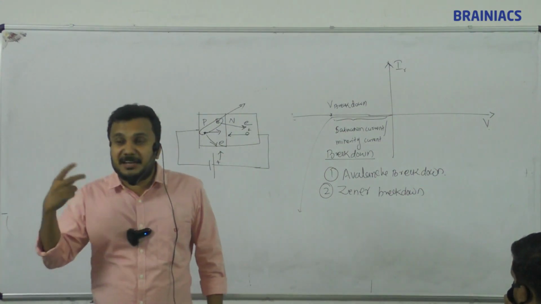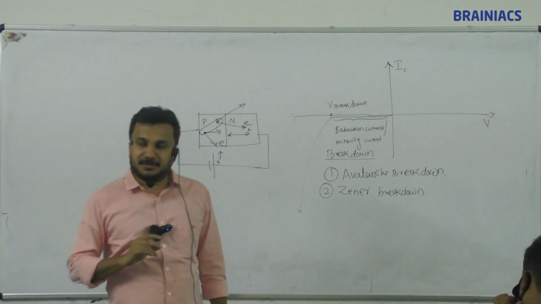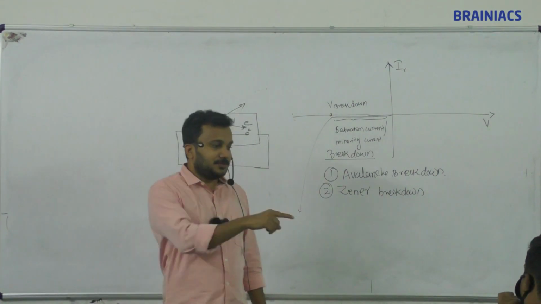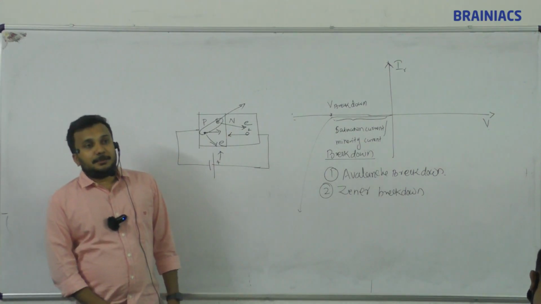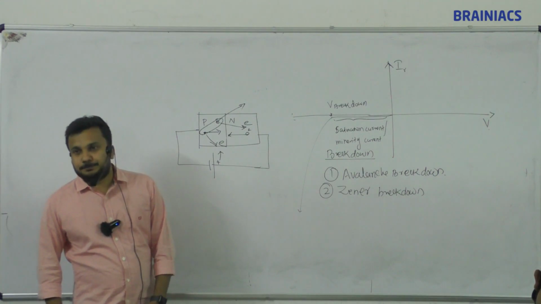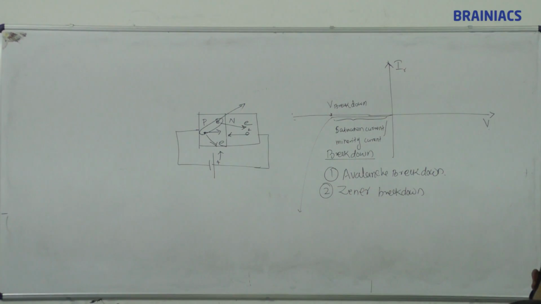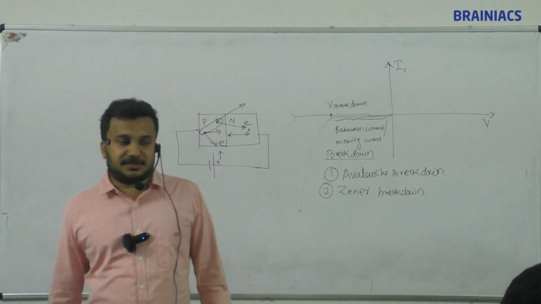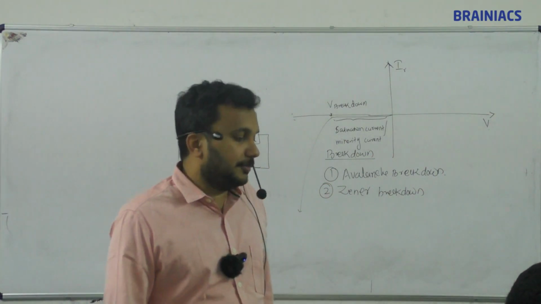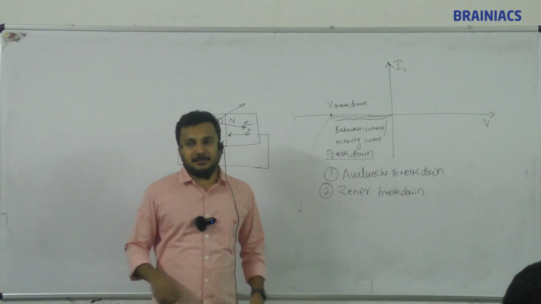That is due to the multiplication of what? Minority carriers, in simple terms. Understood? So avalanche breakdown is due to the multiplication of minority carriers.